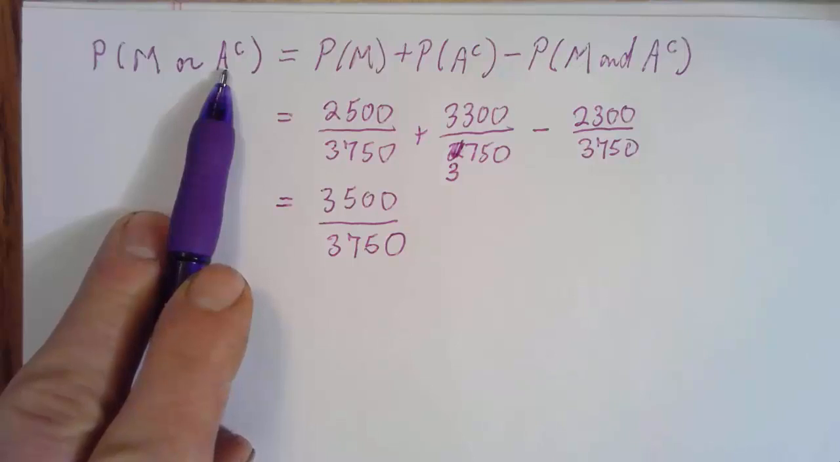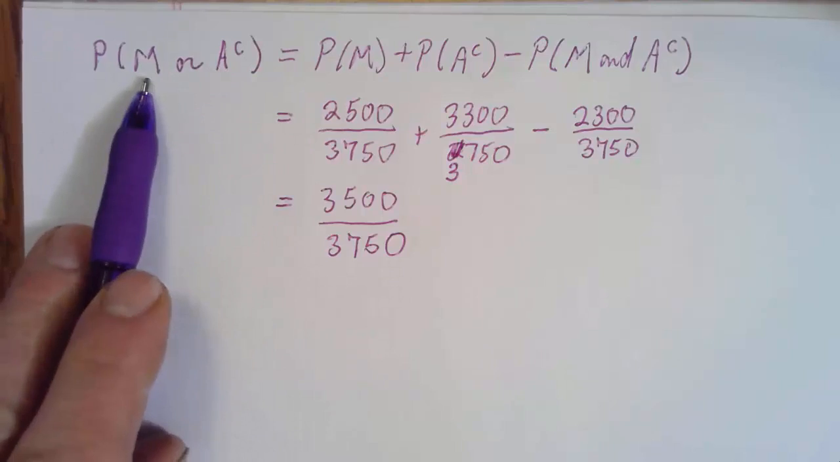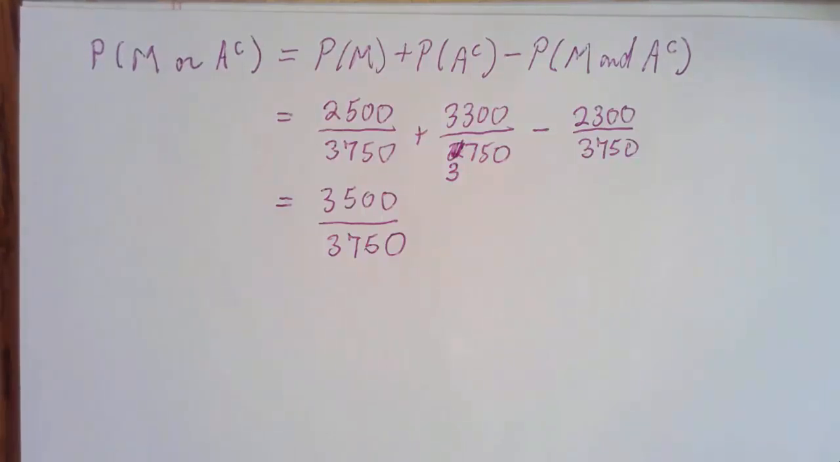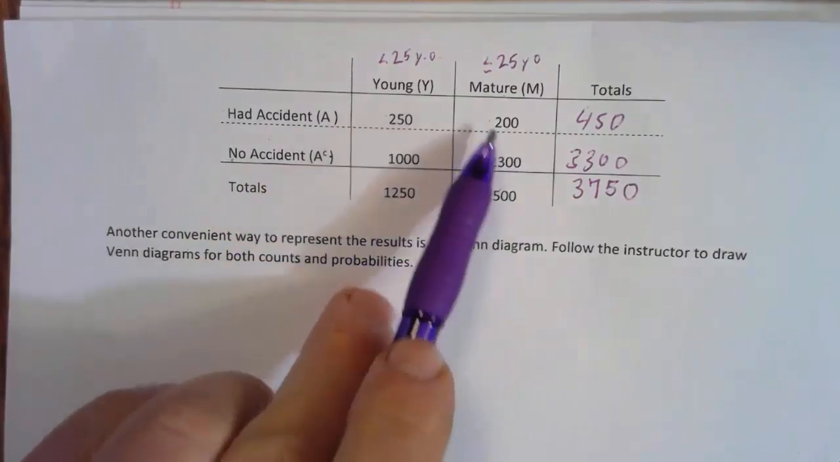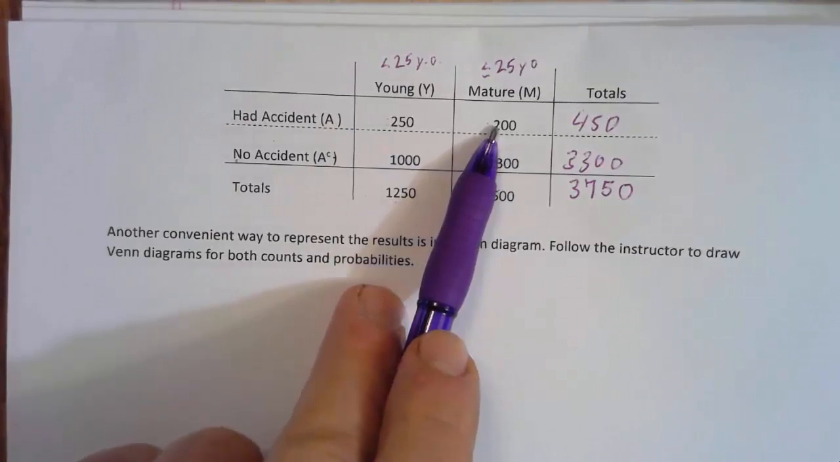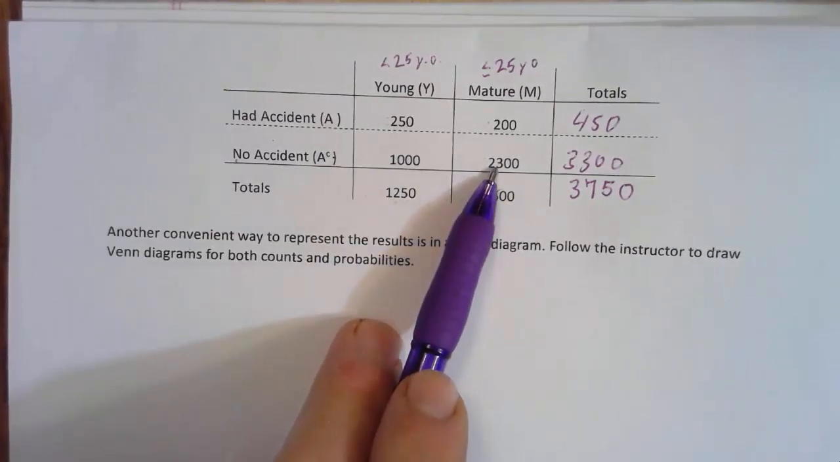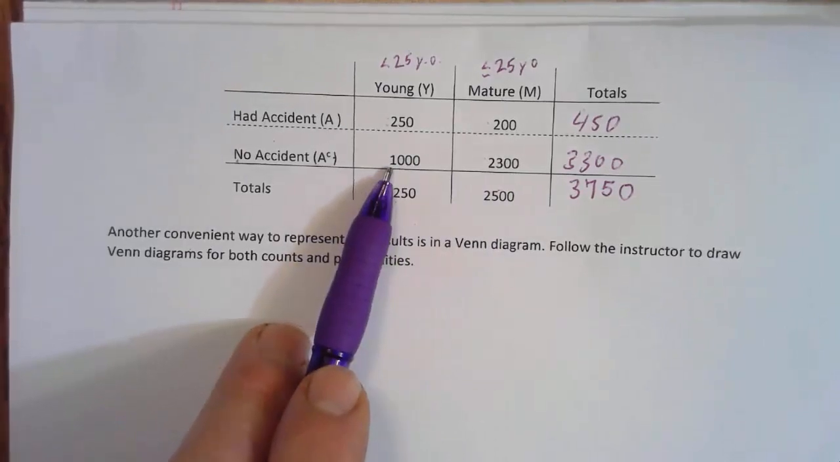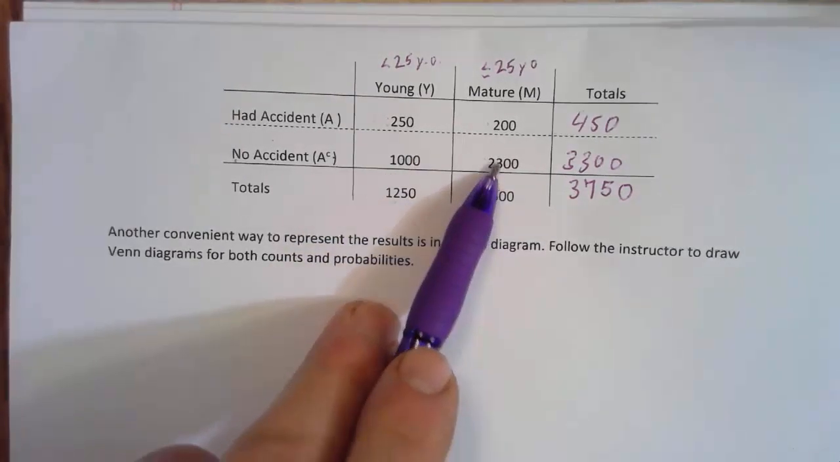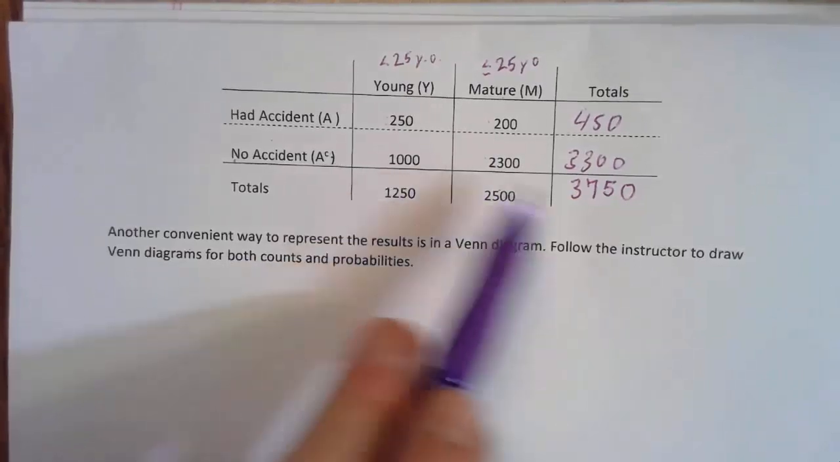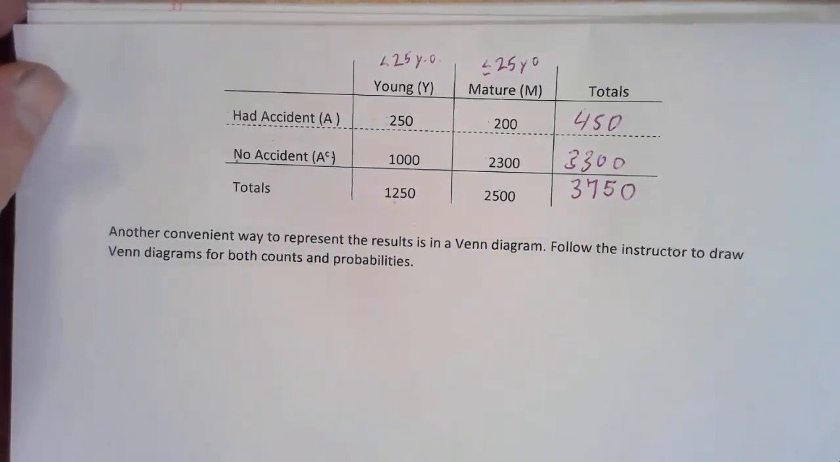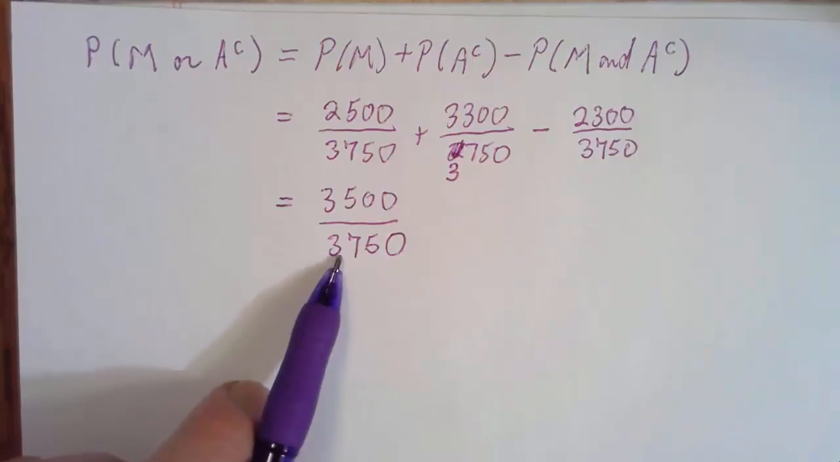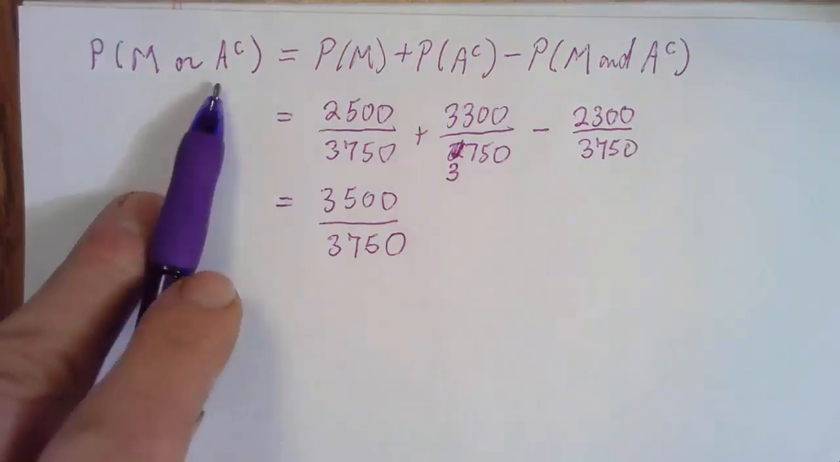Now just to check, we could do that directly from the interior of the table. Mature or no accident comes from this cell, that's mature, this cell, that's both mature and no accident, and this cell, that's no accident. Sum them up, 3,500 divided by 3,750, which is exactly what we got by the sum rule.